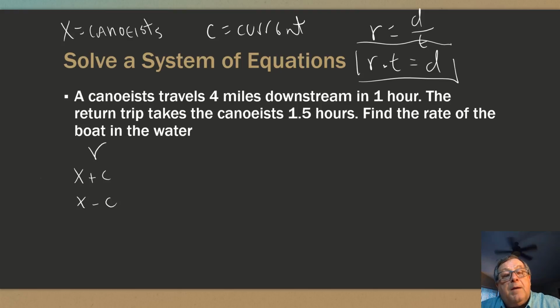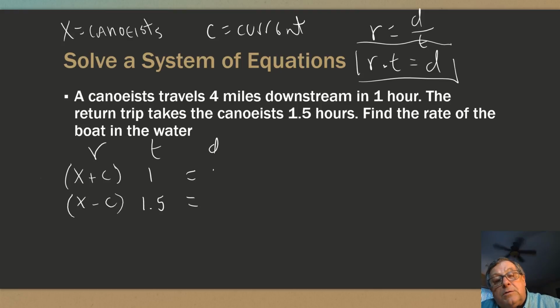And our time, I guess I could go ahead and put that in parentheses. So going downstream, time, well, that's 1 hour going downstream, and it's 1.5 hours coming back upstream. And distance, well, that's 4 miles in each case. Well, let's go ahead and distribute what we got to both equations.